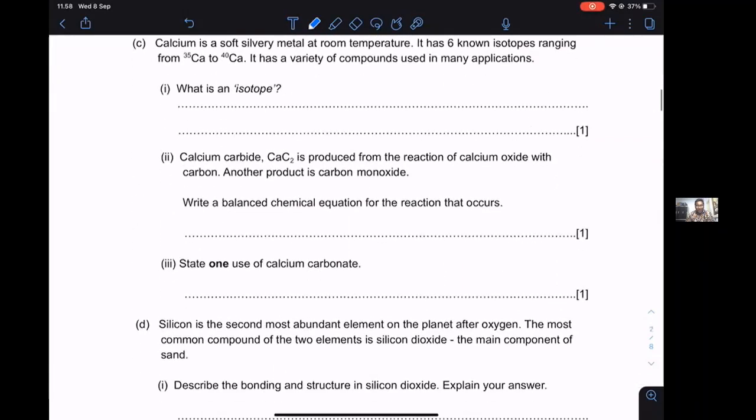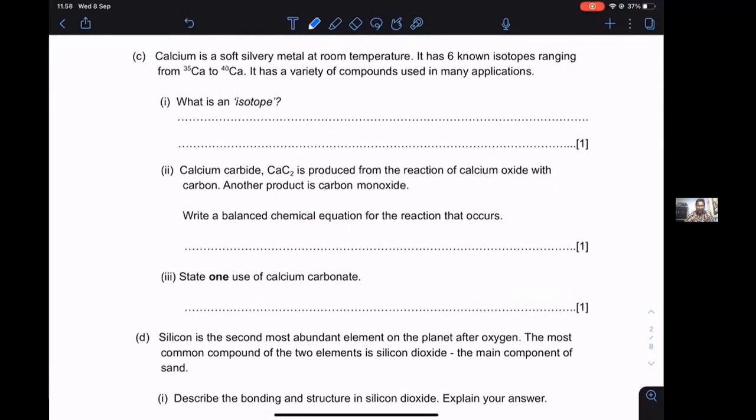Now, see, calcium is a very soft silvery metal at room temperature. It has 6 known isotopes. It has a variety of compounds used in many applications. So we want to know what is the meaning of isotope. Yeah, so what is isotope?